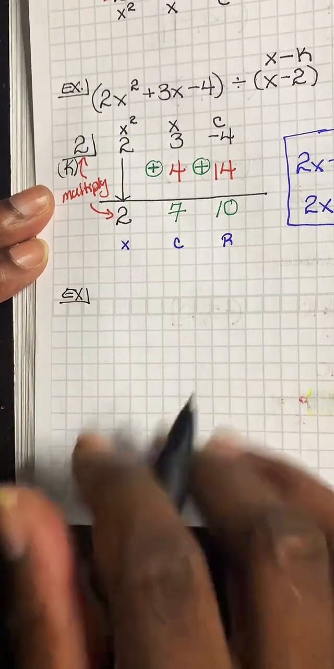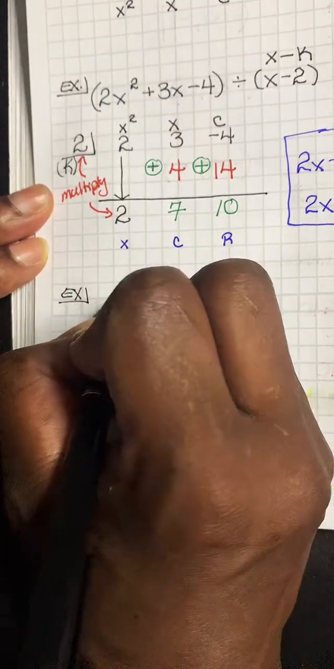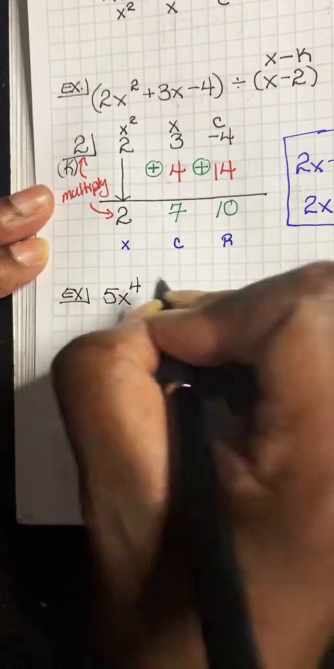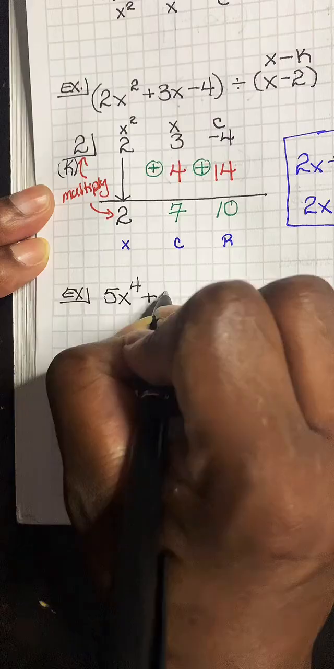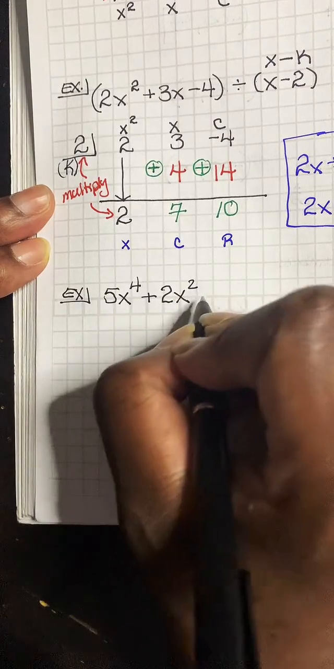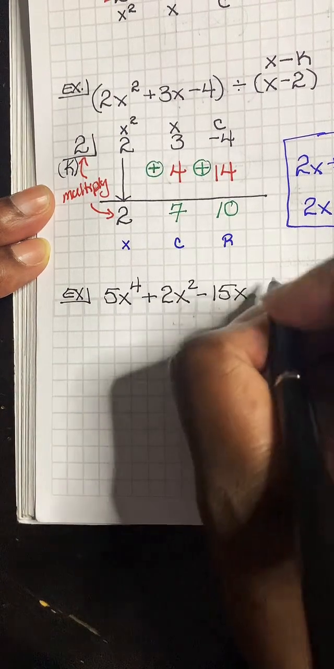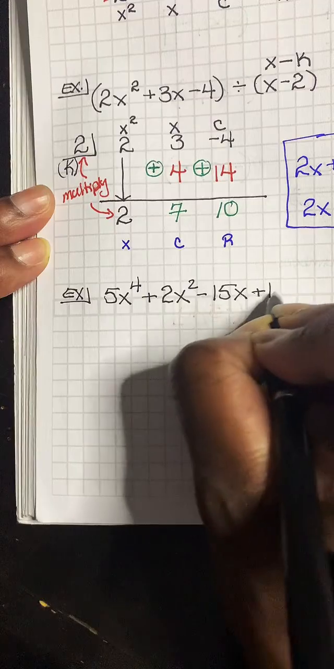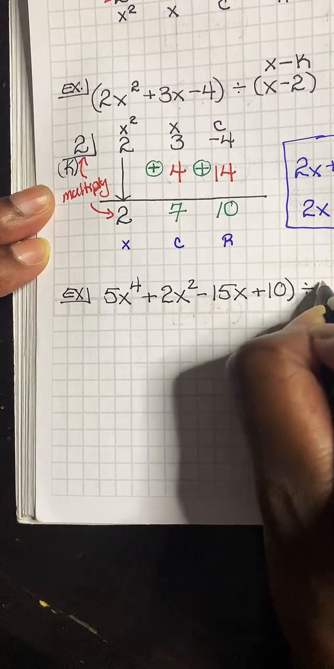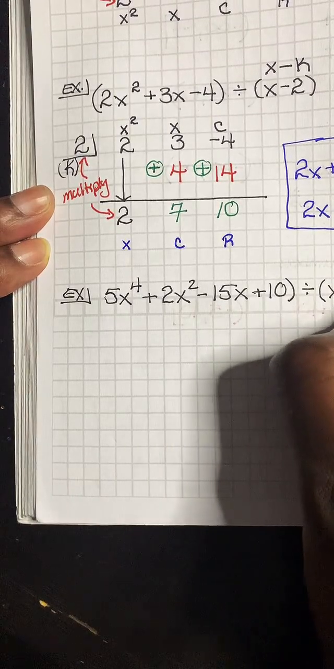All right. So let's try this. So we have 5x to the 4th plus 2x squared minus 15x plus 10, divided by x plus 2.